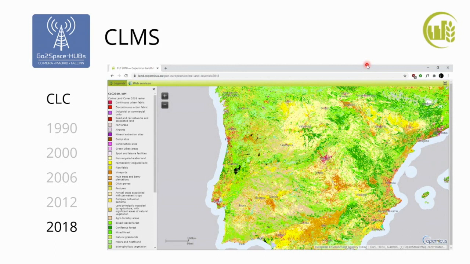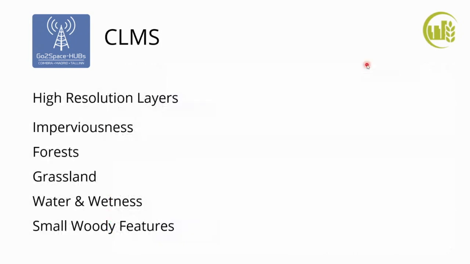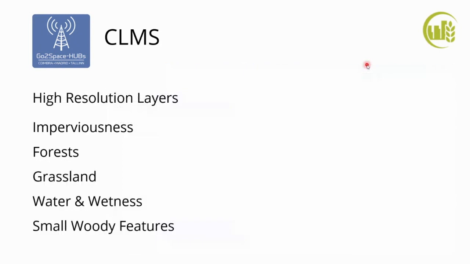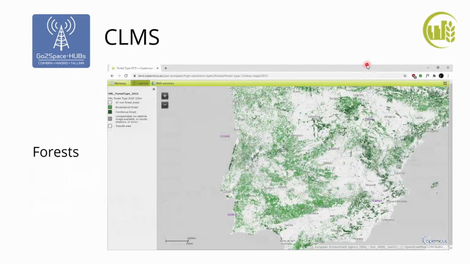Using some web services, we can also use it on our own computers, in our programs, etc. So we can browse through different dates, through different places, etc. Also, some other products like high resolution layers. That's quite the same thing, but with more specific information on imperviousness of the ground, forest, grasslands, water, etc.